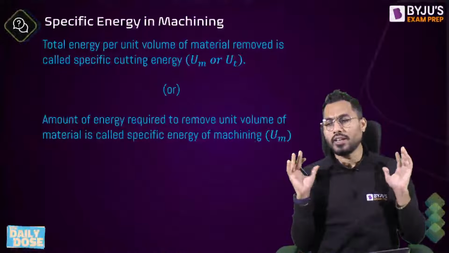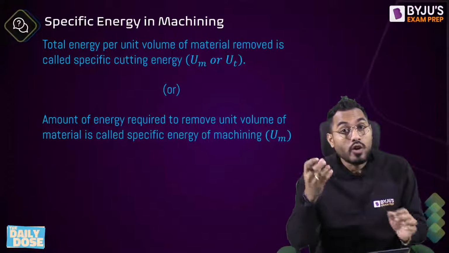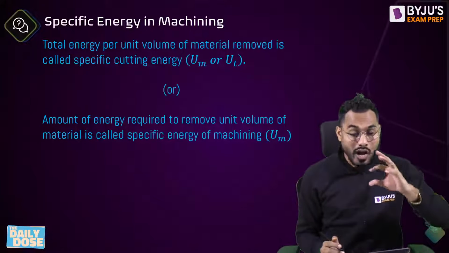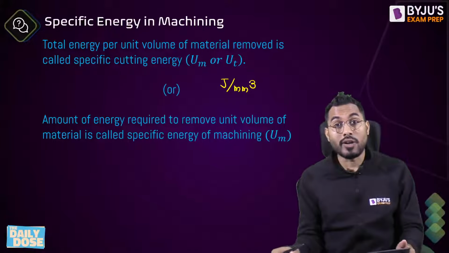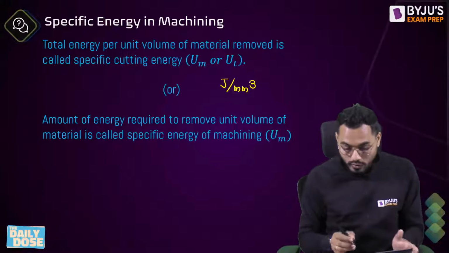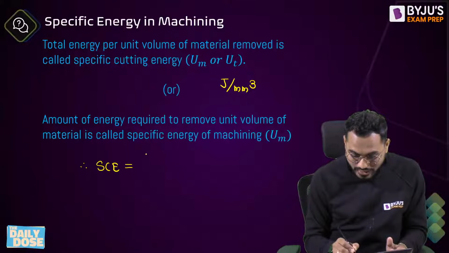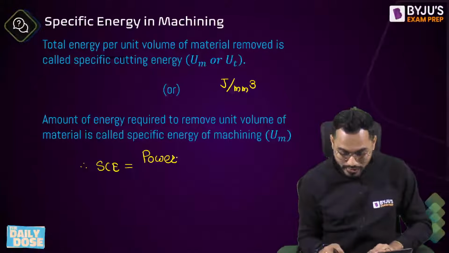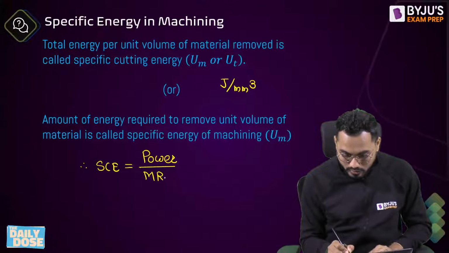Now specific energy in machining operation. What is specific energy? The amount of energy required to remove unit volume of material, that is joule per millimeter cube. And recently it has been observed that a number of questions are asked on this. So the formula is specific cutting energy, exactly equal to power divided by material removal rate.